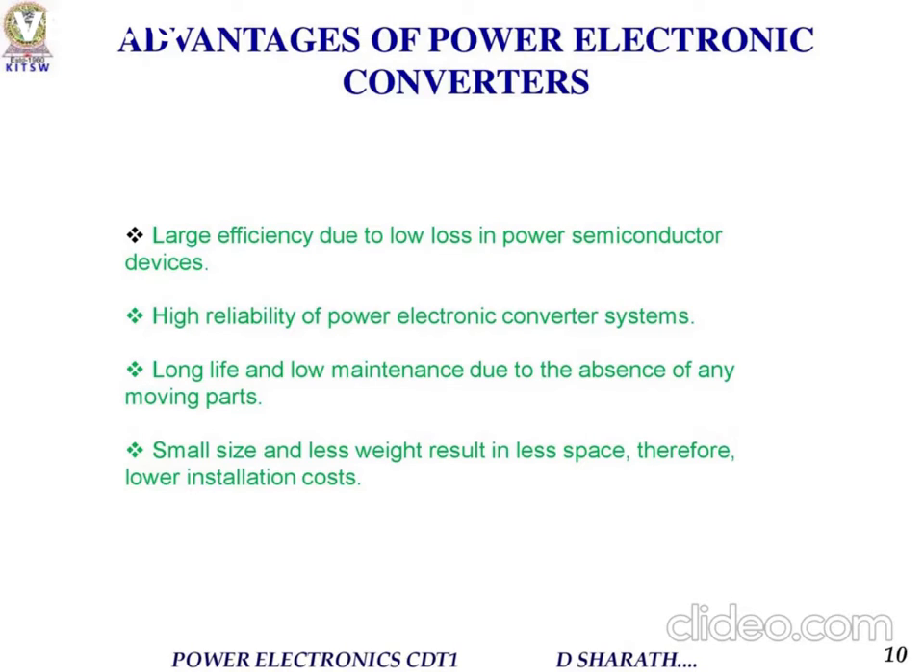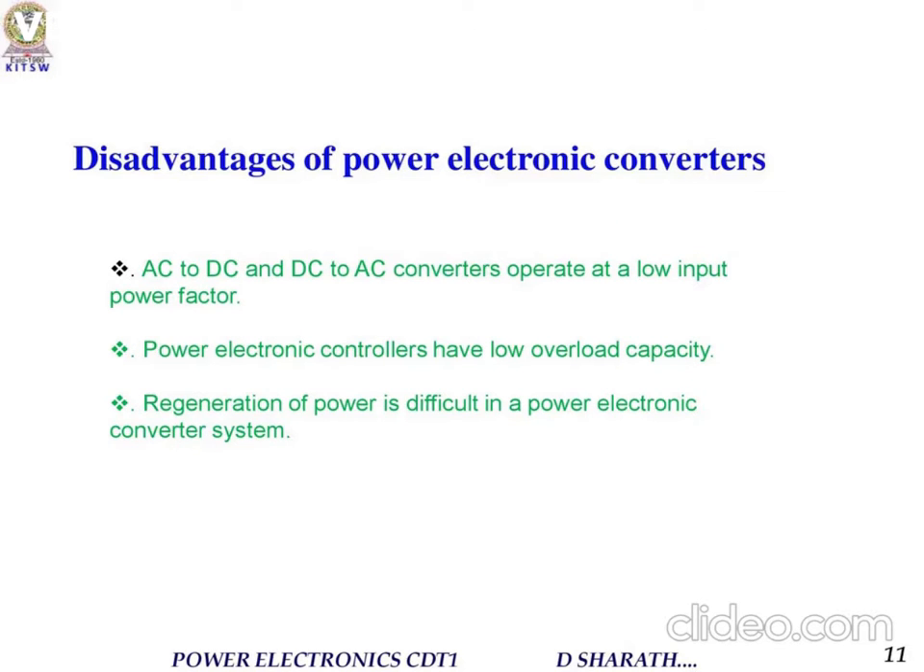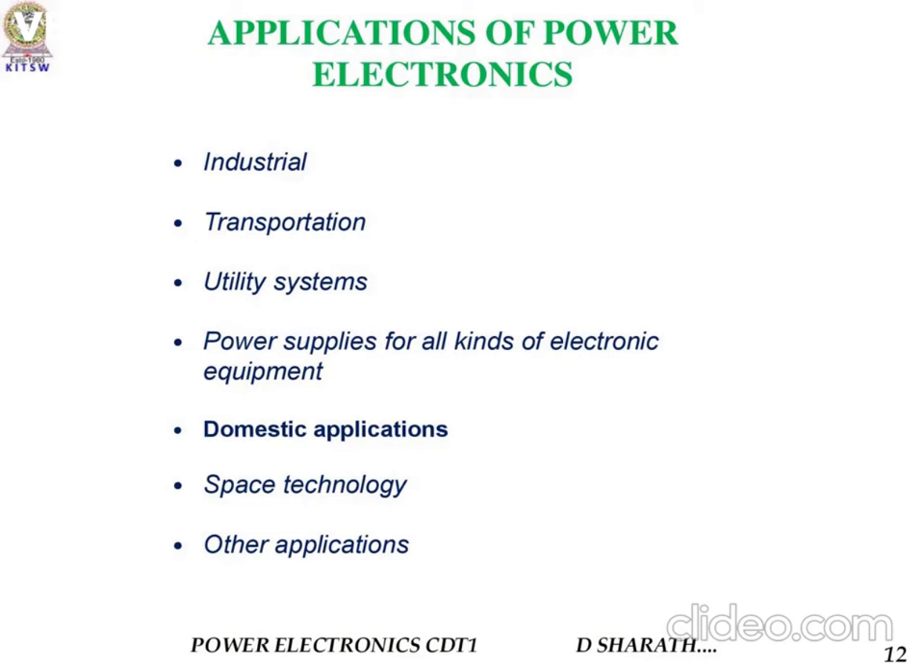Coming to advantages of power electronic converters: large efficiency due to low loss, high reliability of the power electronic converter system, long life, low maintenance due to absence of any moving parts, and small size and less weight, so it occupies less space. And coming to the disadvantages, they operate at low input power factor, they have low overload capacity, and regeneration of power is difficult in power electronic converter systems. These are the disadvantages of power electronic converters.